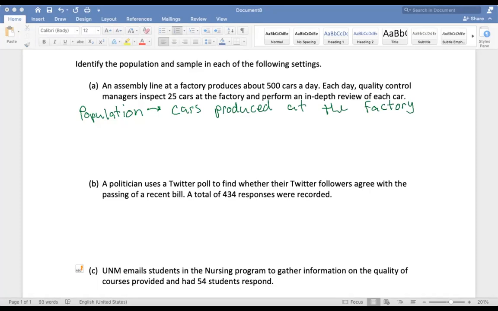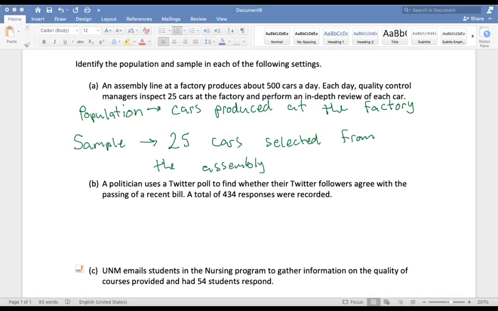Now, quality control managers are not going to be able to inspect all 500-ish cars that are produced every day. So they're taking a sample of that. So our sample is the 25 cars selected from the assembly line. We're trying to get information on all the cars, and we're going to do that by just taking a sample.